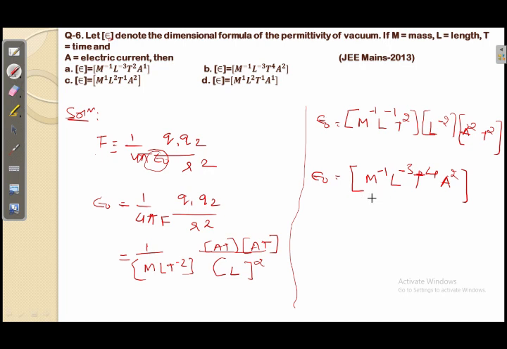Does it match with anything? Okay, we will check. M to the power minus 1, L to the power minus 3, T to the power 4, A to the power 2. Okay, option B. This option B has the same dimension formula as we derived for epsilon naught. So option B is the correct option for this question.